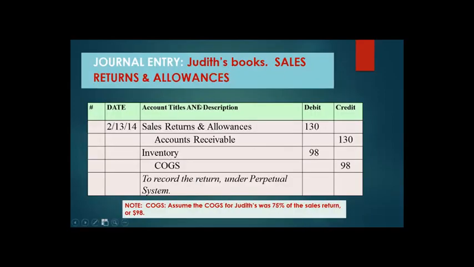So here we go, sales returns and allowances, accounts receivable. Again, that was a $130 return, so we're reversing it on the sales side. And then underneath we have to reverse the cost side. From the seller's point of view, we're putting it back into inventory and we're reducing cost of goods sold because we haven't sold these products now. They've been returned. And we're just going to use that 75% amount.